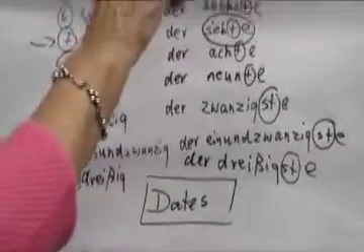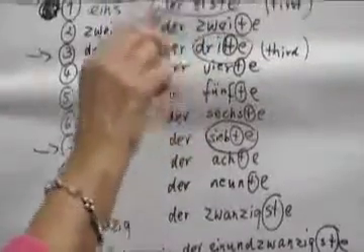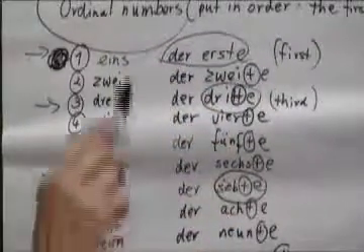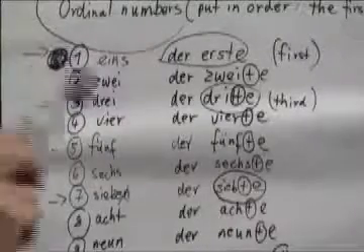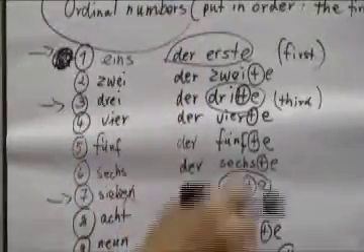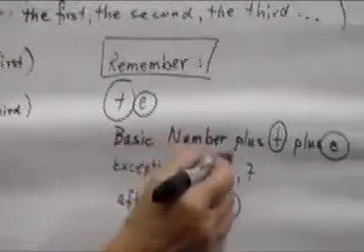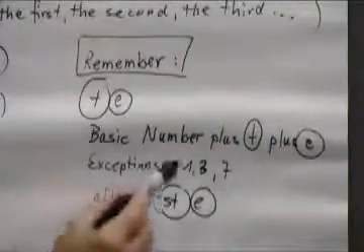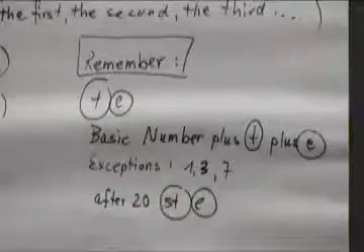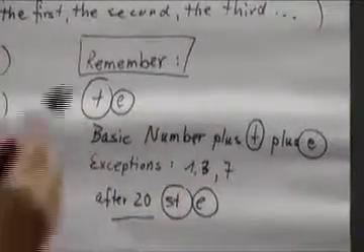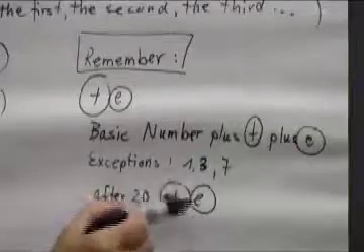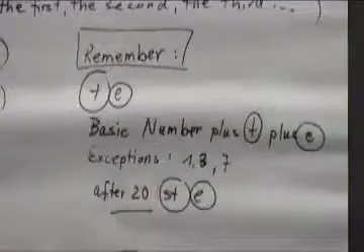Now, ordinal numbers act like adjectives. So they can get different endings other than E, depending on where their position is in the sentence. I just want to give you a heads up. They might have to change their ending. So how do we form ordinal numbers? We remember basic number plus T plus E ending. The exceptions are the numbers 1, 3, and 7. After 20, we use the basic number, but we have to add an ST and then the E. All right? So far, so good.